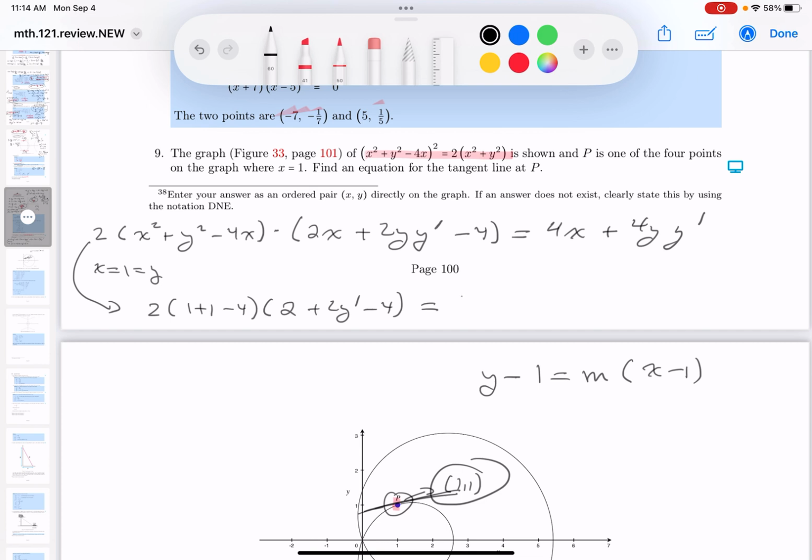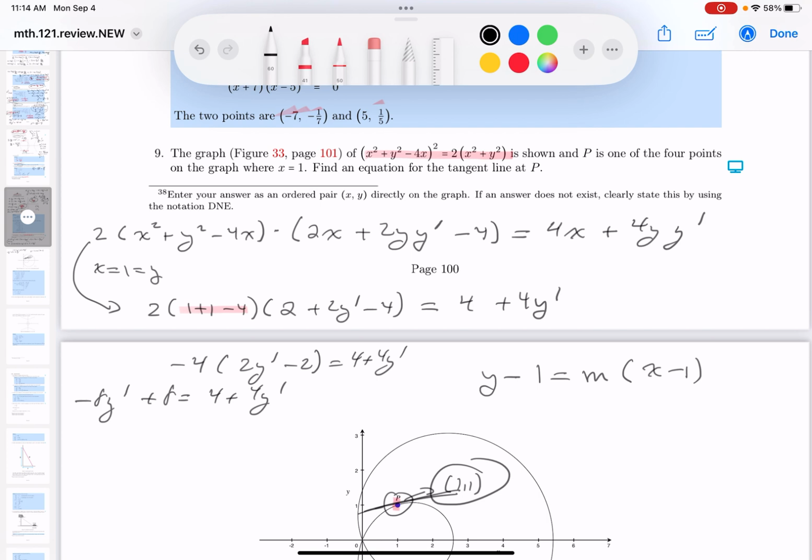What do you get on the right side? 4 plus 4y prime. Let's keep going through the arithmetic. What do you get here? And again, you're looking at it piecewise. 1 plus 1 is 2, minus 4 is minus 2. So you get minus 4. And here you get, let's see, 2y prime minus 2. Over here you get 4 plus 4y prime. Again, I'm trying to figure out what y prime is. Minus 8y prime plus 8 equals 4 plus 4y prime.